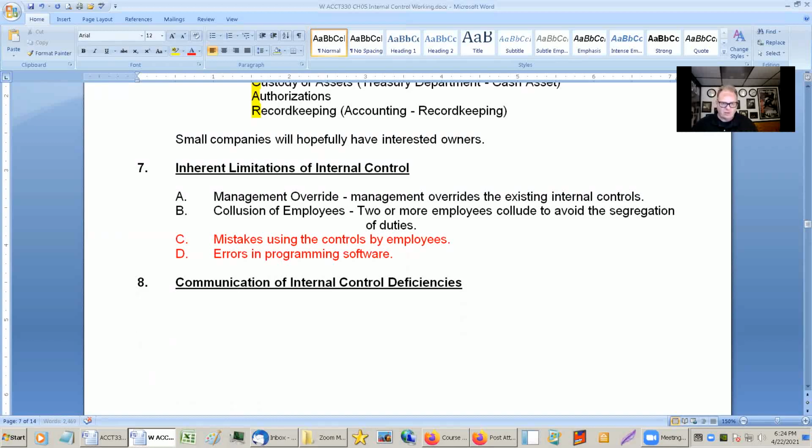Okay, communication of internal controls. Internal control deficiencies. These are internal control weaknesses. So you come across an internal control weakness. For instance, let's say that the purchase order system doesn't require a password. Now, that's a problem because someone can be ordering stuff they shouldn't be ordering and aren't authorized to. All right, so what do you do with that?